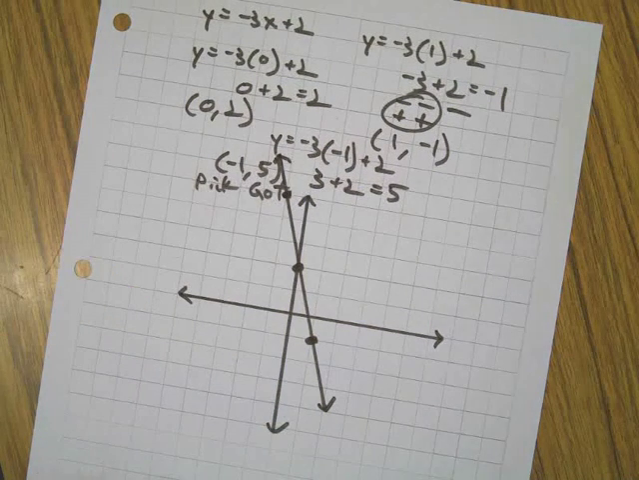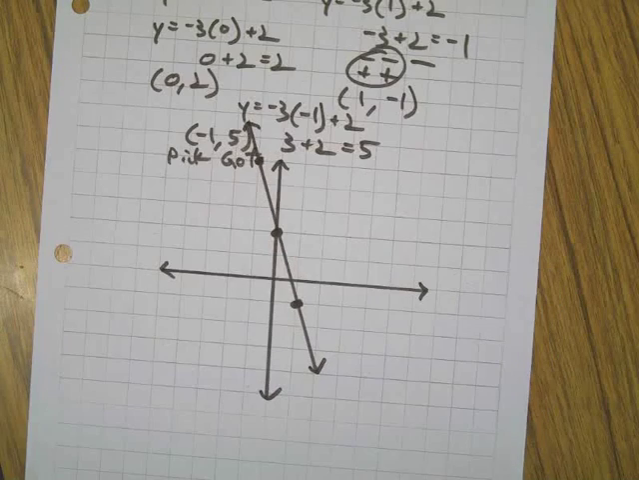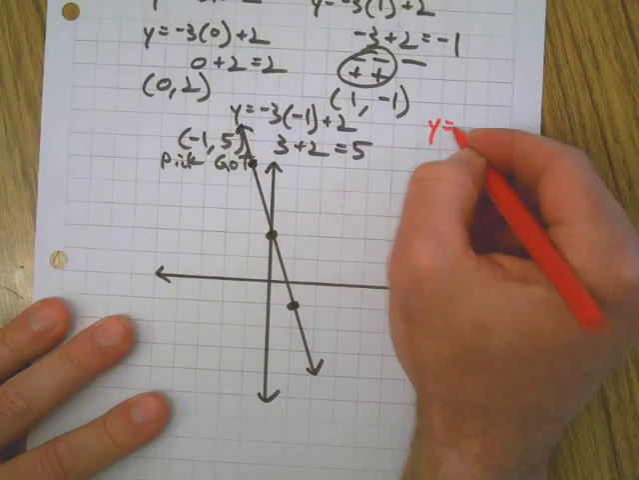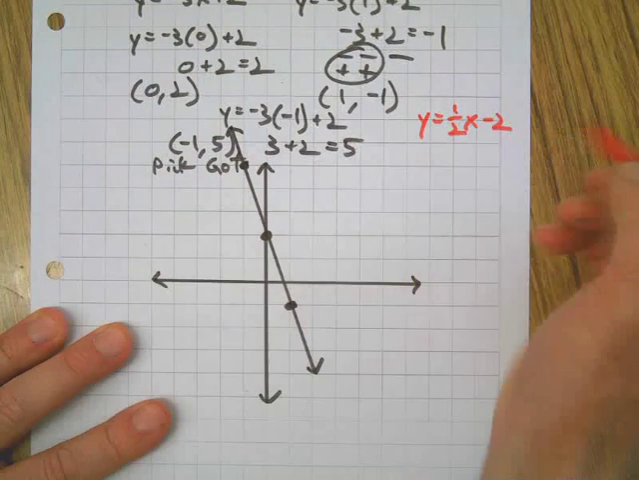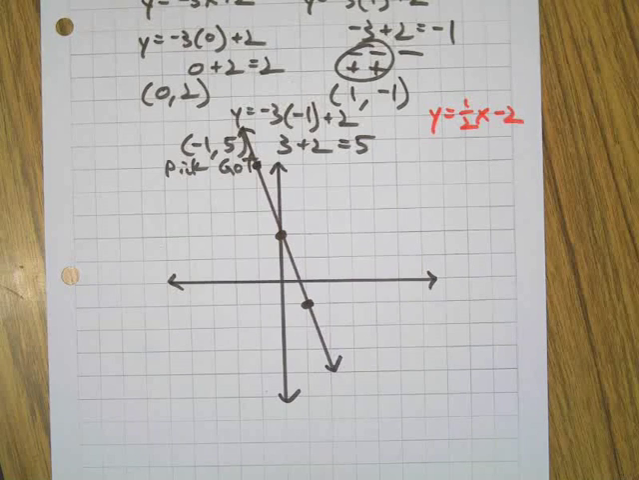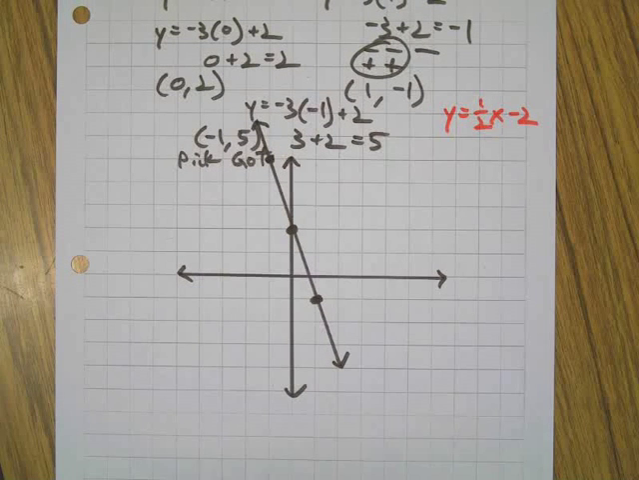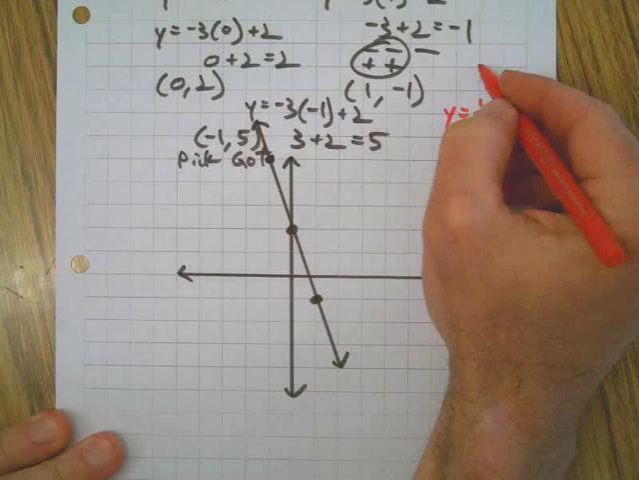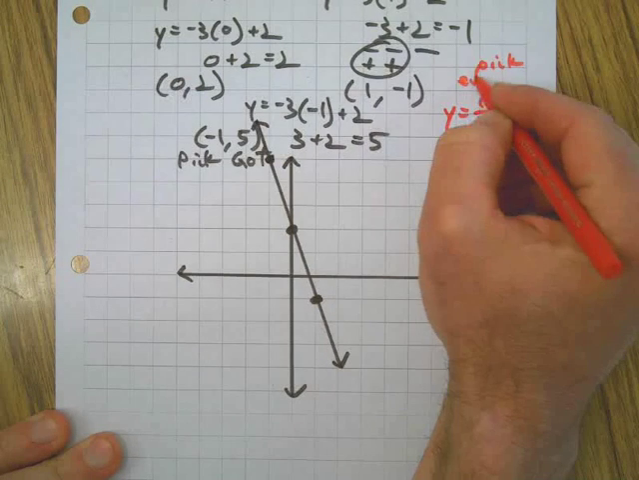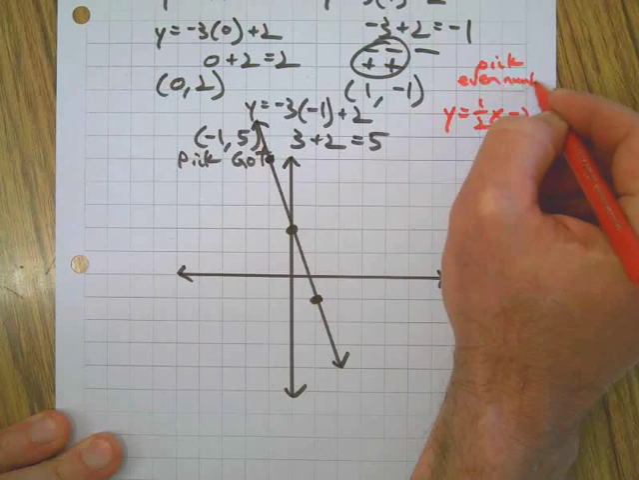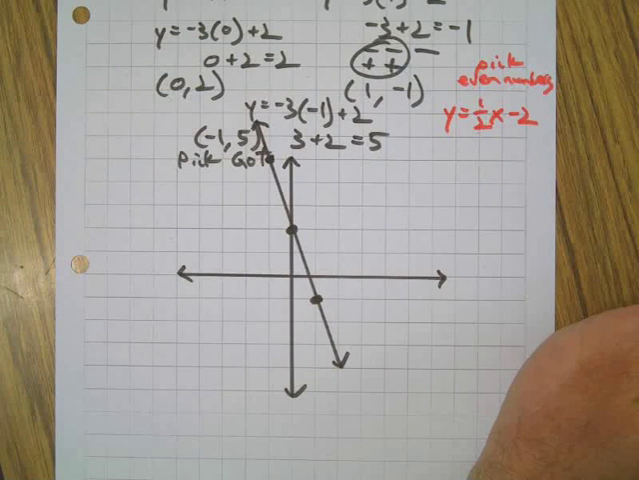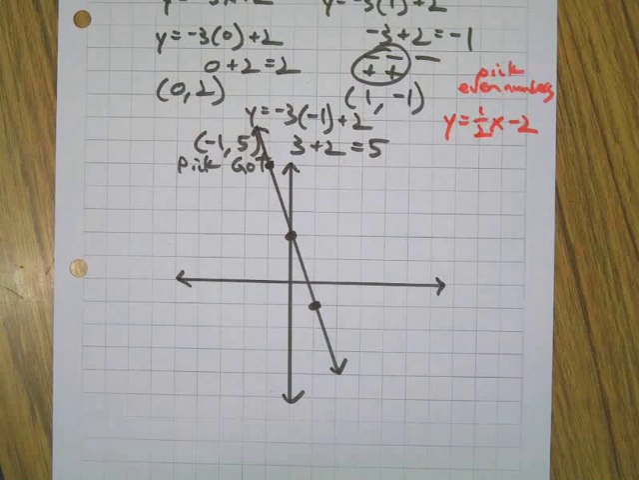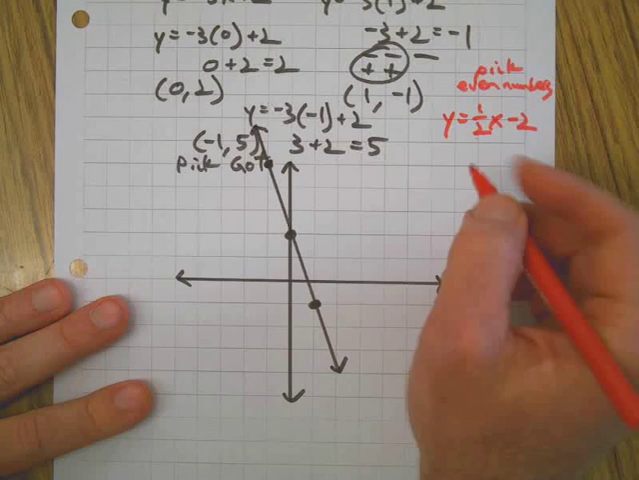Okay, we're going to do one more and we're going to get out of here. Okay? Let's do y equals 1/2 x minus 2. Why don't you go ahead and do that and then resume the video and let's see if our lines match up. Here's a hint for you though. I would use a strategy on x. I would pick even numbers. Why? Because half of any even number is going to give you a whole number, and we don't like dealing with fractions when we're graphing. Okay, go ahead and do that.